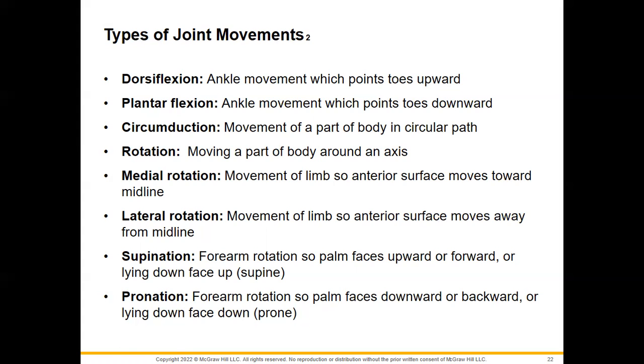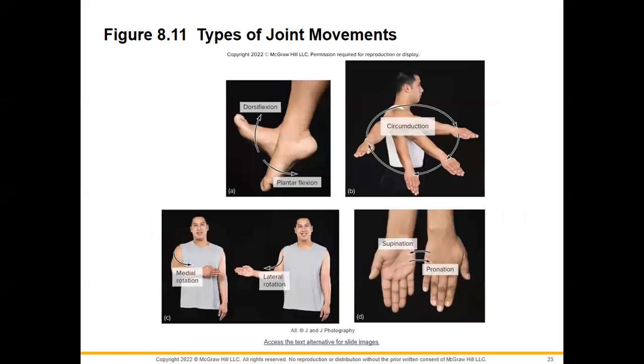Circumduction. Circumduction is when you move a body part in a circular path. So when you were in gym in grade school and your PE teacher told you to swing your arms in a big, huge circle, that is circumduction, which is different from rotation. Rotation is when you move a body part around an axis. So let me show you a picture of what that looks like. Circumduction is this big circle. So big arm circles, circumduction.